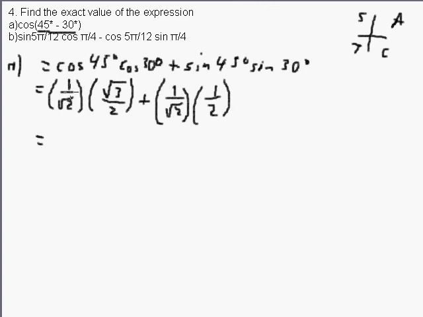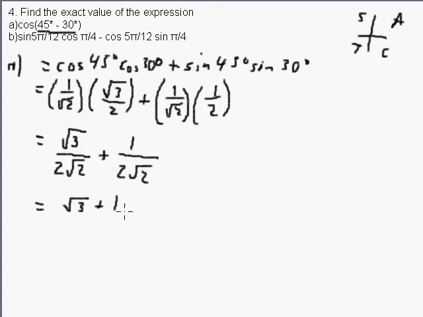Okay, now I take all these things and I multiply them together. So this gets a little bit tricky, but I'm going to show you how to do it, because I'm so nice. Multiplication of fractions, you just multiply the tops together and the bottoms together. 1 times root 3 is root 3. 2 times root 2 is 2 root 2. Plus 1 times 1 is 1 over root 2 times 2 is 2 root 2. Oh, this is easy enough. I already have common denominators. So how do I add these things? Well, I can't really. So I get root 3 plus 1 over 2 root 2.